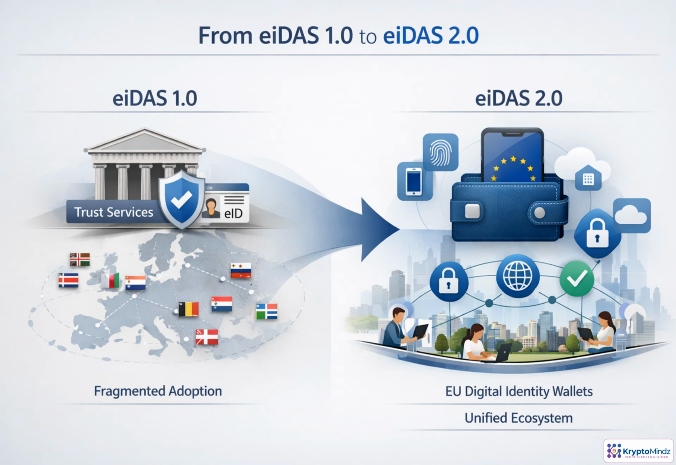eIDAS 1.0 created the legal foundation for electronic identification and trust services. But in practice, adoption was uneven, and users often had different experiences across countries. eIDAS 2.0 raises the ambition from common rules to usable infrastructure. It expands the focus to EU digital identity wallets, stronger interoperability, and more user control, so identity can work more consistently across borders and services.